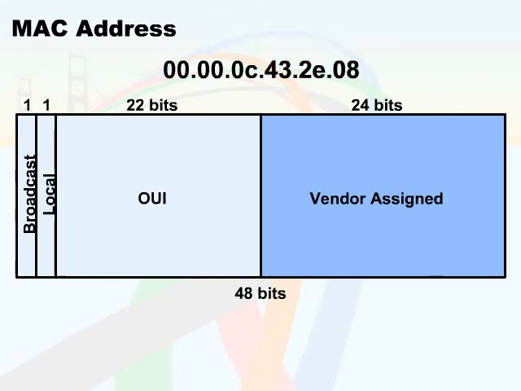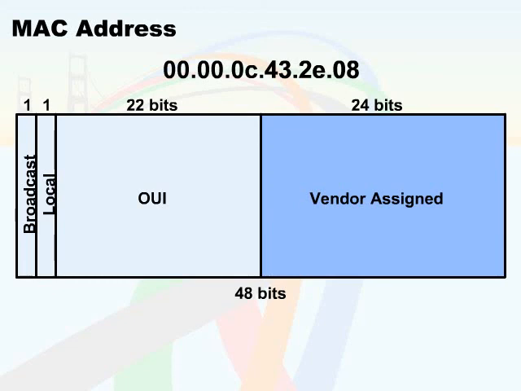In the case of Cisco, where I do have capabilities for many different types of devices that have network interfaces, such as routers and switches and so forth, I've got to make sure that every network interface that has an address of 00.00.0c has a different set of 24 bits so that they are globally unique.